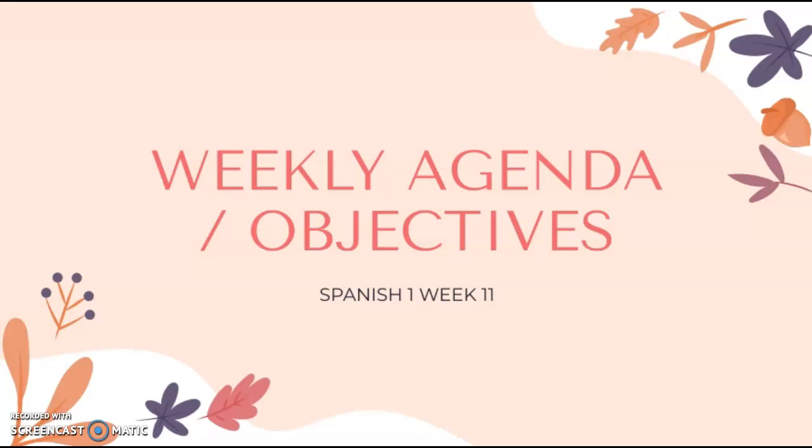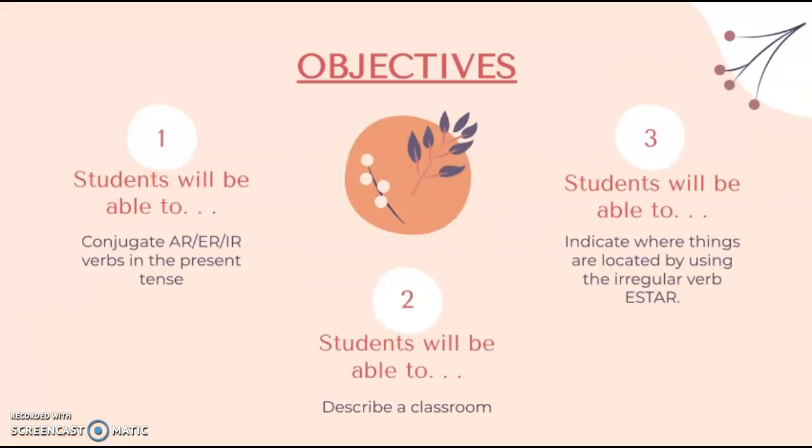Weekly agenda and objectives for Spanish 1, Week 11. So our objectives or our goals for this week are that students will be able to conjugate AR, ER, and IR verbs in the present tense. Students will be able to describe a classroom. And lastly, students will be able to indicate where things are located by using the irregular verb estar.